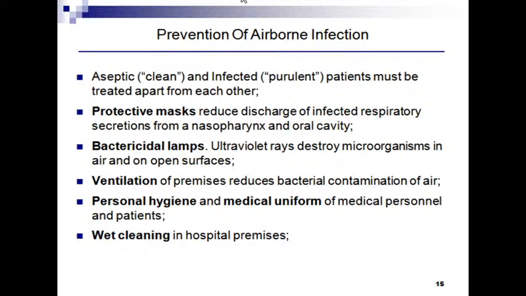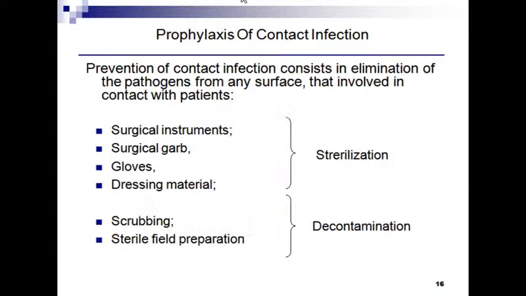Bactericidal lamps: ultraviolet rays destroy microorganisms in air and on open surfaces they touch. Ventilation of premises reduces bacterial contamination of air, meaning air exchange. You should exchange the air in hospital premises and clean it to reduce the number and concentration of bacteria in the air circulating inside the hospital. Personal hygiene and medical uniform of medical personnel and patients. And wet cleaning of hospital premises: washing of premises with disinfectant solution for elimination of bacteria in the environment around our patients.